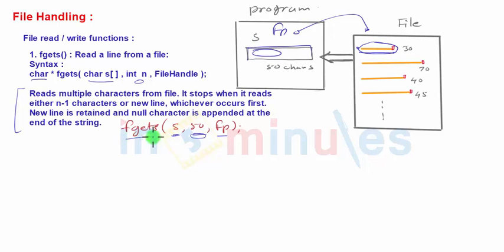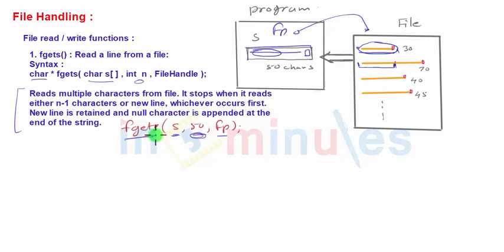Now suppose you give this command again on the same file. Since the cursor is over here, it means it is at the beginning of the next string. Now when you give the command to read 50 characters from the file, that is read a maximum of 49 characters, it will start reading from here. It will read 49 characters from the file, store them into this string, and append a null character at the end of the string. Now the cursor is here at the 50th character.